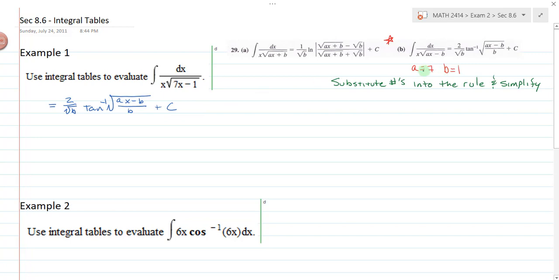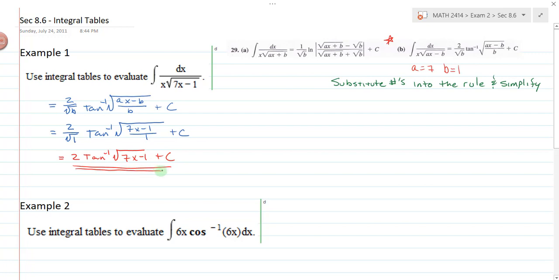And all we do is we drop in a 7 for a and a 1 for b. And when we do that, that's going to give us 2 divided by the square root of 1 tan inverse the square root of 7x minus 1 over 1 plus c. And then we need to simplify this. The square root of 1 is 1, and 2 divided by 1 is 2. So this is going to be 2 tan inverse the square root of 7x minus 1 plus c.